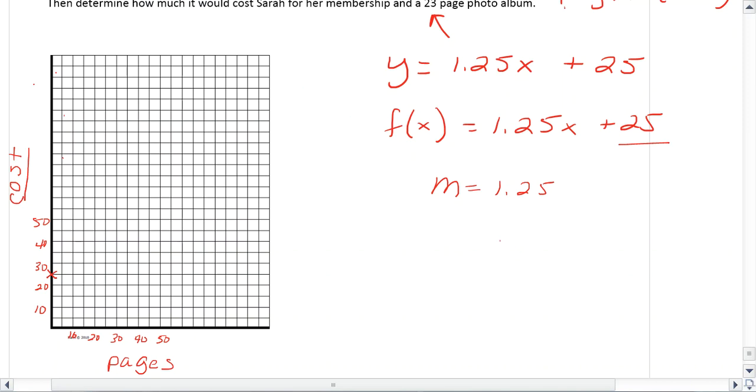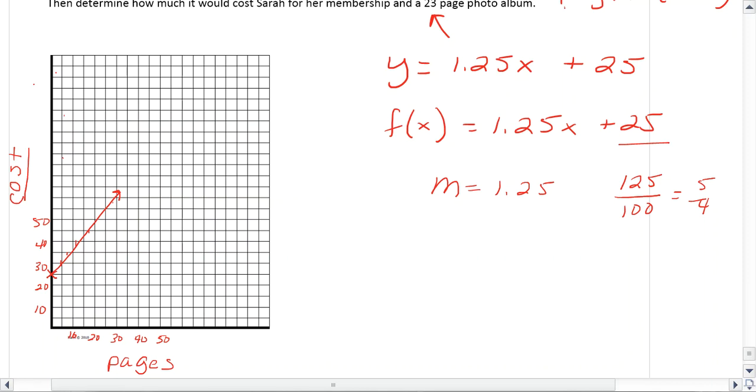We know that 1.25 is the same as 125 over 100, and that reduces down to 5/4. So this might be a little easier for me to count going up 5 and over 4. Up 5 is a whole square, and over 4 is not quite a whole square. So right there, up 5 and over 4, up 5 and over 4, up 5 and over 4. Wow, that's going to be hard to draw a straight line. Okay, that's not too bad.